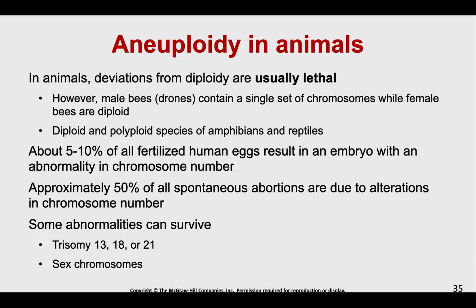All right, so as I mentioned, this is typically lethal. We really don't see a lot of people living past infancy, or even living to birth, if they have abnormal chromosome numbers. We do have those instances where, in terms of Down syndrome, that individual can develop pretty much normal. About 5 to 10% of all fertilized human eggs are going to result in an embryo with an abnormal chromosome number. And about 50% of all spontaneous abortions are due to an alteration in that chromosome number.